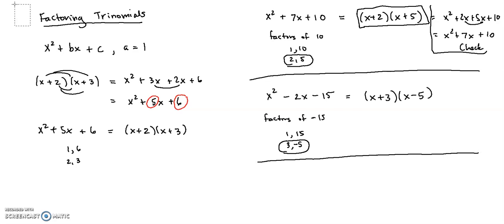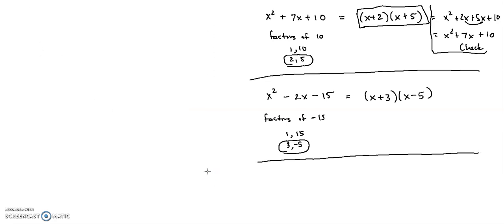I don't think I have room there. Let's come over here. Okay, let's try a couple more. Let's say we've got x squared plus x minus 12. We're looking for factors of negative 12.